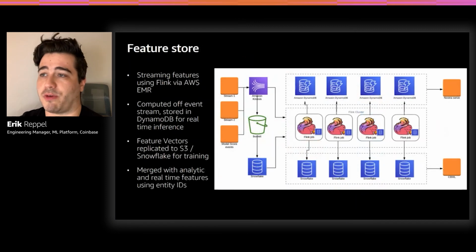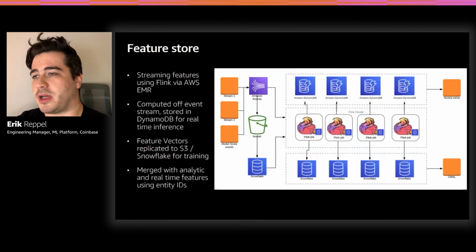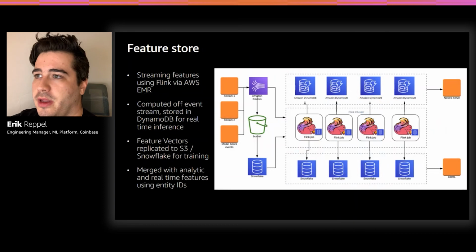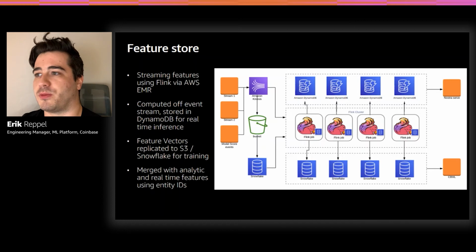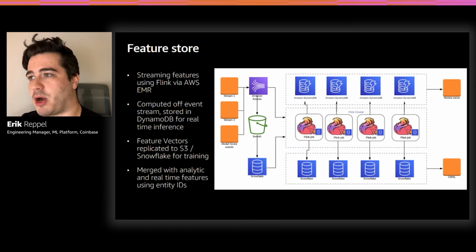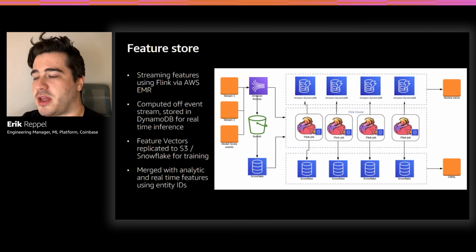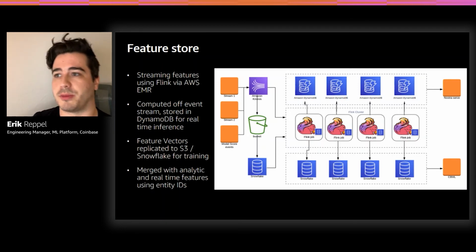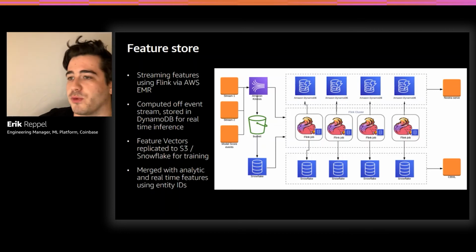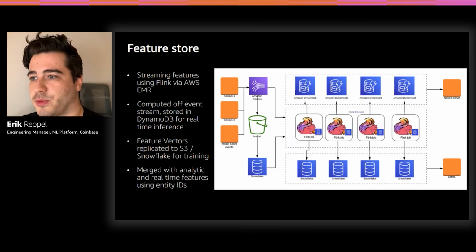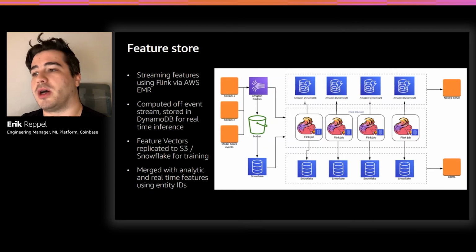This is a high-level overview of our feature store. Feature store allows streaming features using Flink via AWS EMR. We watch event streams from throughout Coinbase, powered by Amazon Kinesis, and then use Flink to perform streaming aggregates on those event streams. Features are computed off those streams and stored in DynamoDB for real-time inference, as well as emitted to S3 for training. We do online merging of these batch features and streaming features within Nostradamus serving.